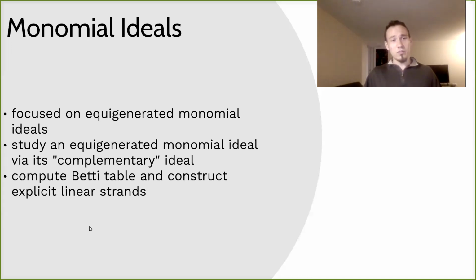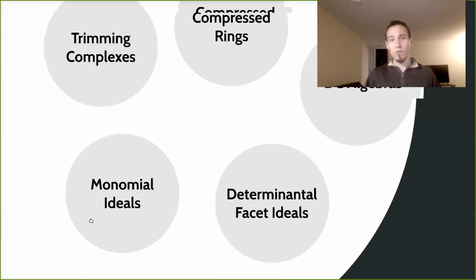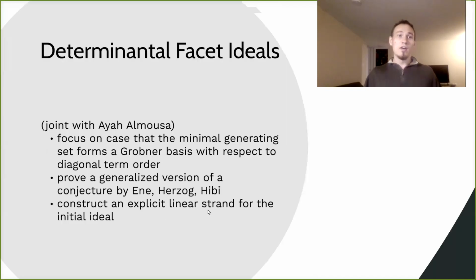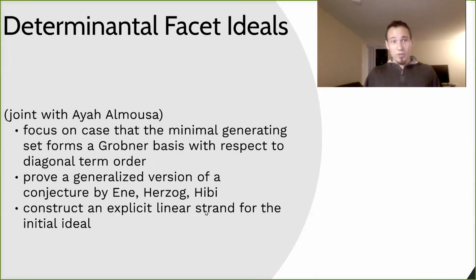And so under certain conditions on the complementary ideal, I can compute explicit Betti tables and construct explicit linear strands for these ideals. All right, last, let's move on to determinantal facet ideals. This is all joint work with Aya Al-Musa. In this case, the main case that we care about is when the minimal generating set forms a reduced Gröbner basis with respect to the standard diagonal term order.